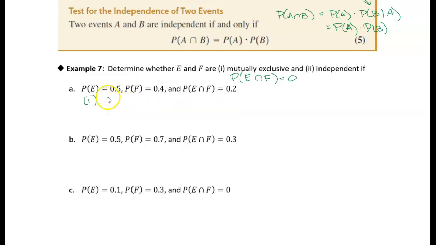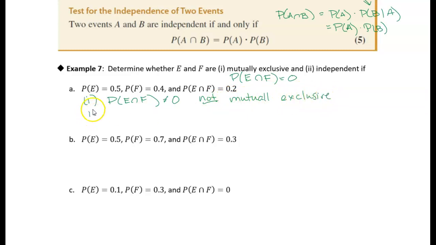Now, the probability of E intersection F, we're told, is 0.2. So that means it cannot be mutually exclusive because it's not equal to 0. So that's saying that there is some chance that E and F can happen together. And if there's any chance that E and F can happen together, then they are not mutually exclusive. So this is not mutually exclusive.